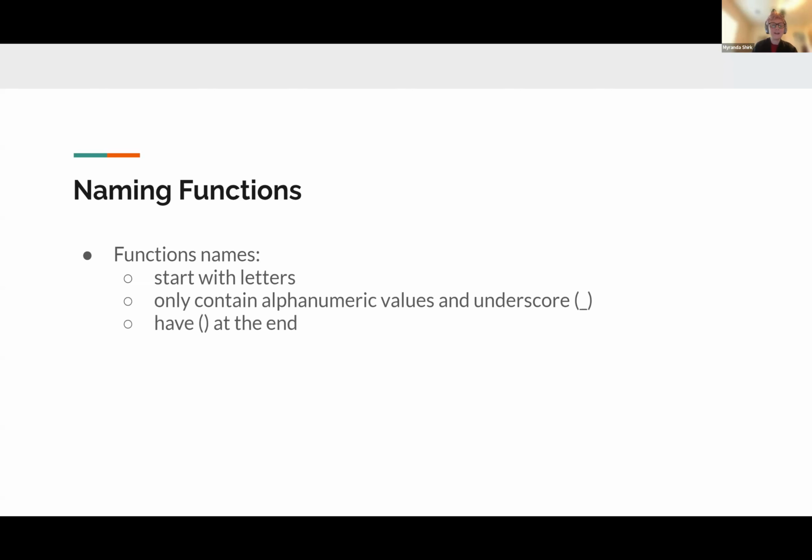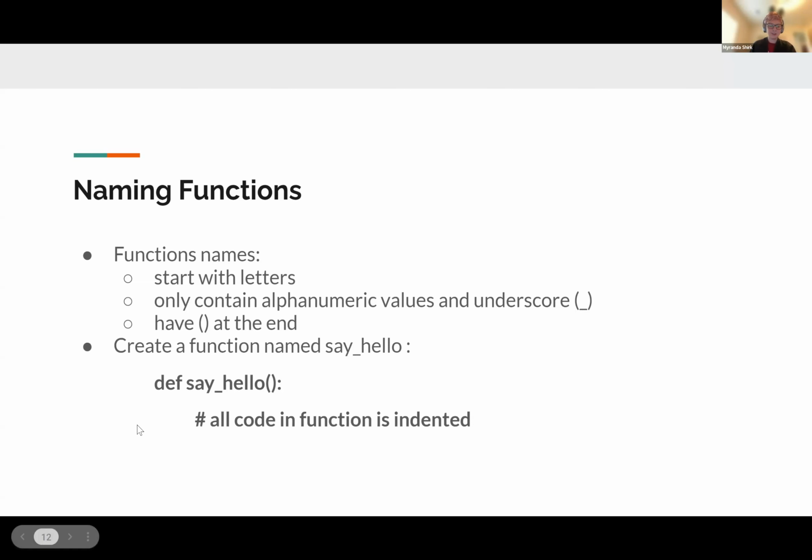It also must have the open and close parentheses at the end, whether or not we're actually going to use those parentheses for arguments, which I'll talk about later. All functions have those open and close parentheses at the very end. That's part of how you can identify a function, is if when you call it, you have the open close parentheses. So if we wanted to create a function, call it say underscore hello, we would say def say underscore hello, open and close parentheses, and our colon, don't forget that. And then all code inside this function is indented.